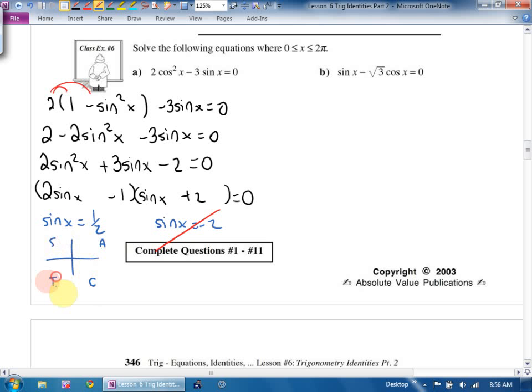C-A-S-T. Sine is positive here and here. Which triangle is this? Oh, this is the 1, 2, root 3 triangle.